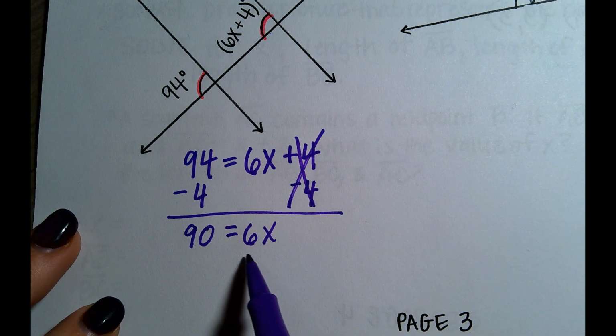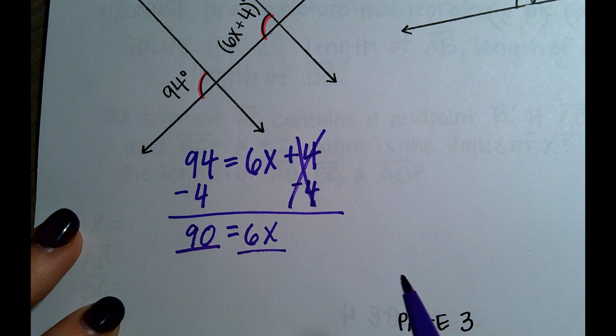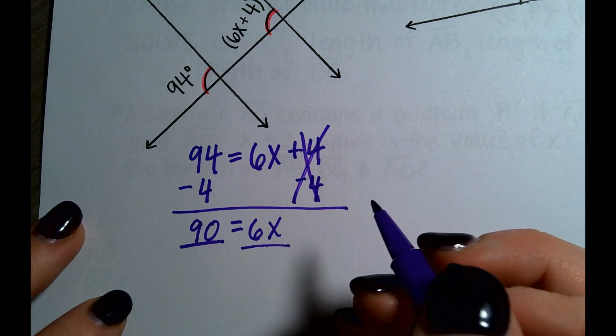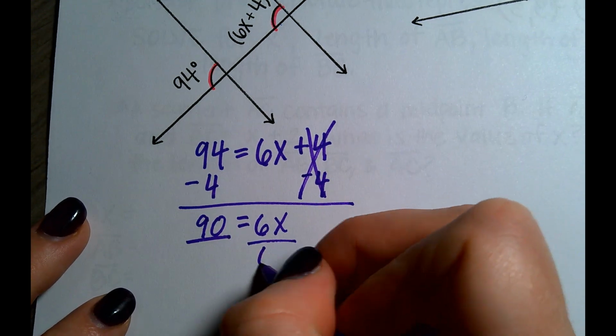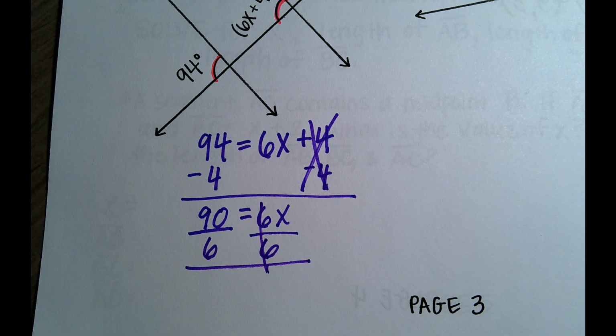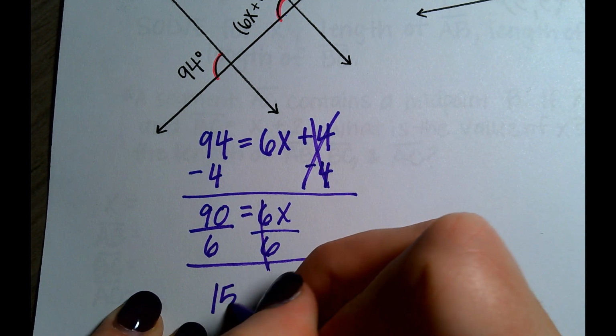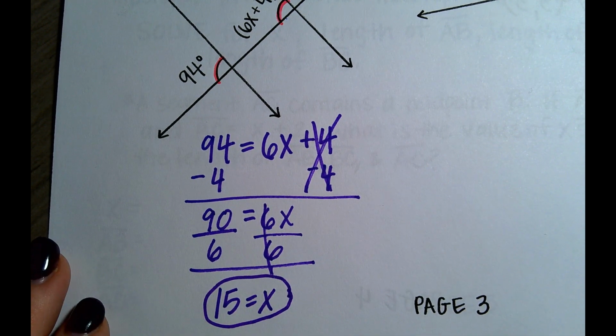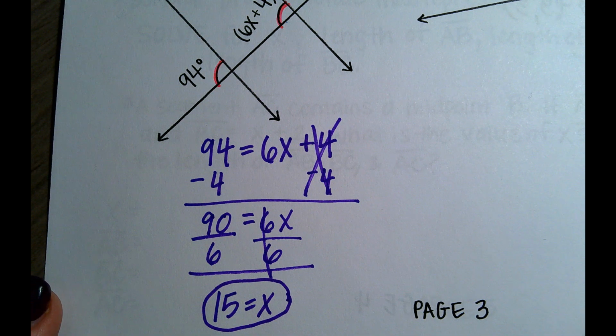And one last step. Good. We have 6 times x, so we're going to do the opposite and divide by 6 on both sides. So what is 90 divided by 6? 15. Good. That's our answer for x. Beautiful. Okay.